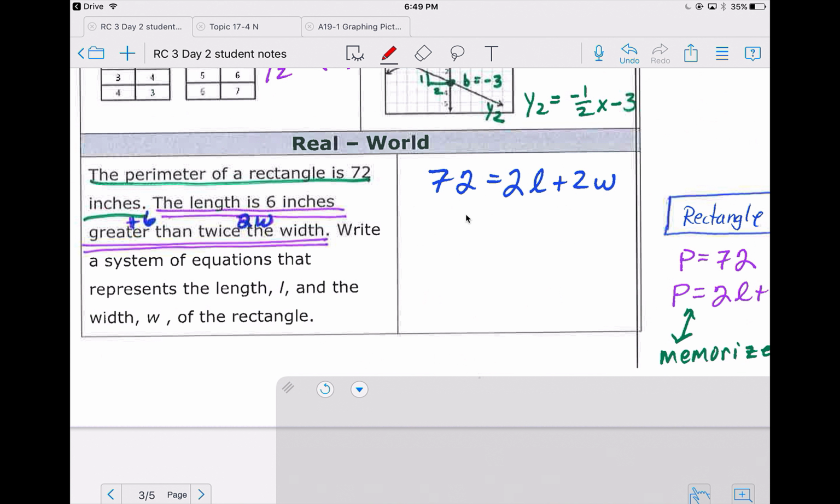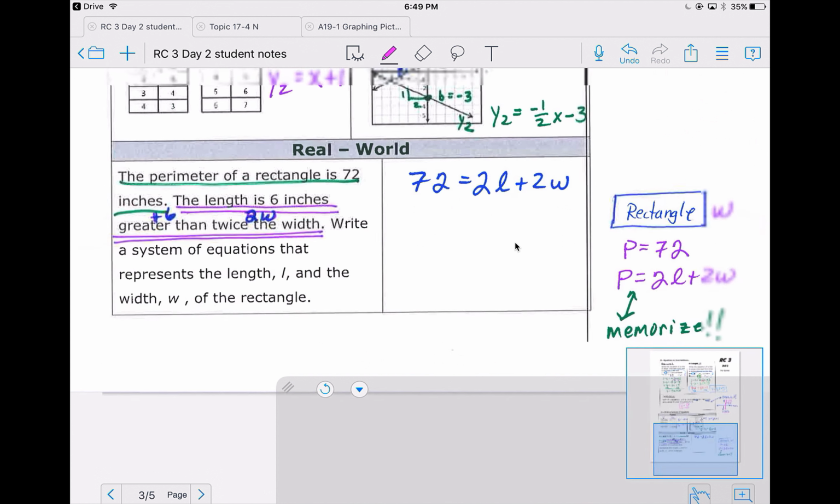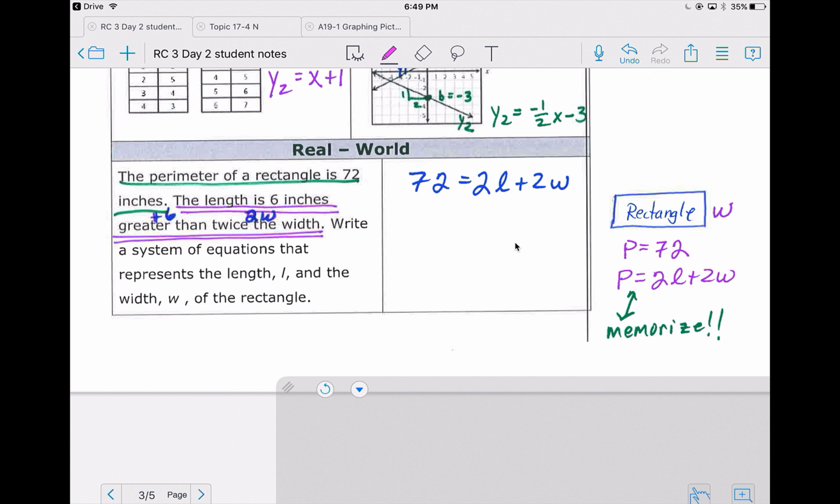So this one we actually will have to write something. The perimeter of a rectangle is 72. The length is 6 inches greater than twice the width. And then they ask us to write the system that would represent the length L and the width W. So the first thing is that with the rectangle, we know that the perimeter is 72. And the way you find the perimeter is 2 lengths plus 2 W's. If you draw a rectangle, we have two widths and two lengths.